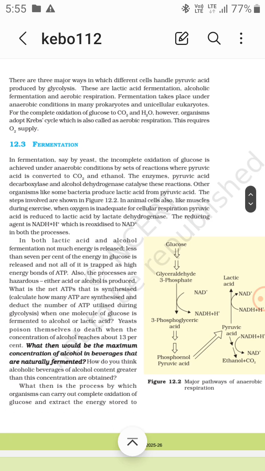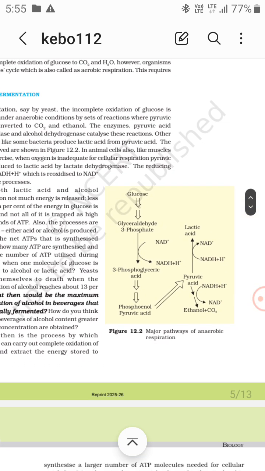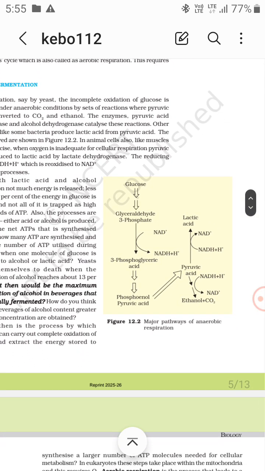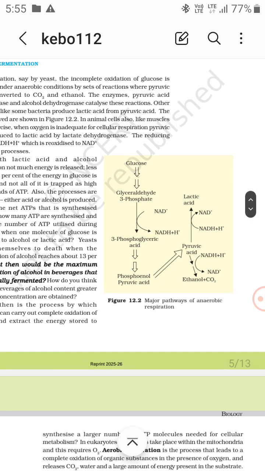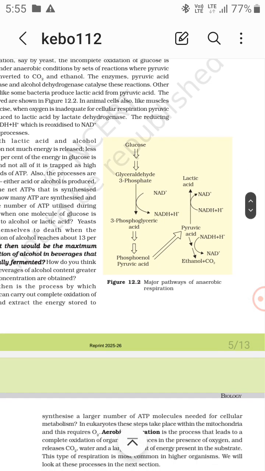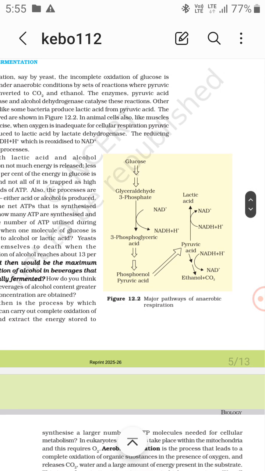Now fermentation. So pyruvic acid can be converted into lactic acid, and it can be converted into ethanol and CO2. There is formation of NAD+.